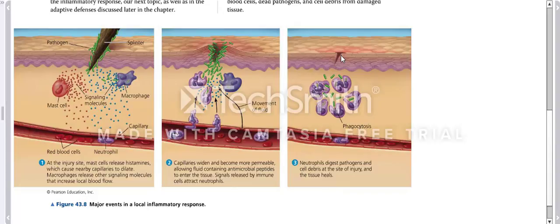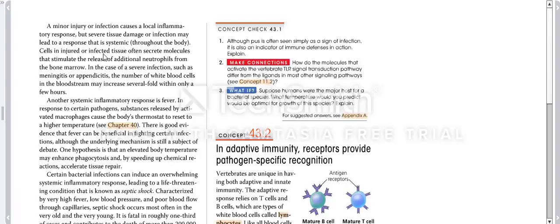Local infections can cause a small inflammatory response, but severe tissue damage can lead to a systematic response from the entire immune system. So cells and injured tissue can secrete molecules from bone marrow, and in the case of severe infections such as meningitis or appendicitis, white blood cells within the bloodstream may increase tenfold within only a few hours.